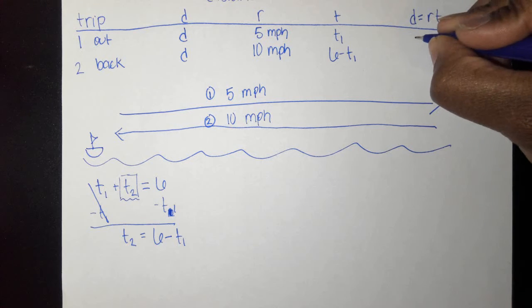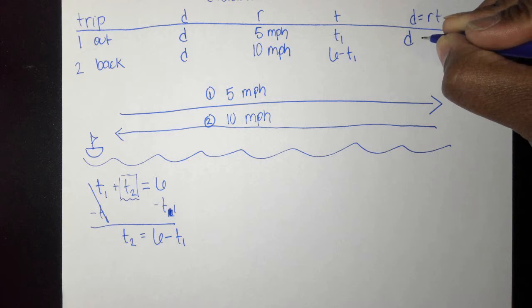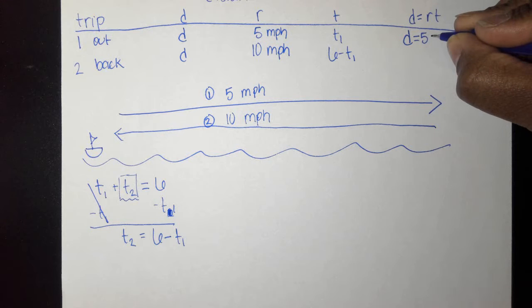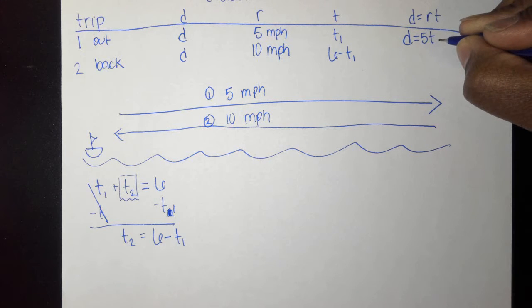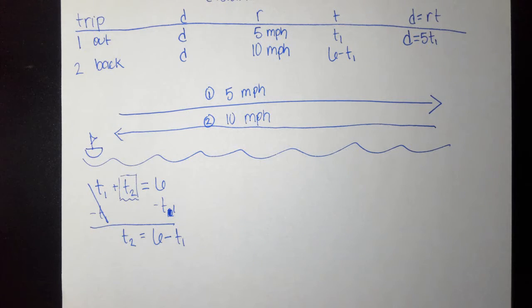And I know that the equation distance equals rate times time. I don't know my distance. I do know my rate, 5, for this first part of the trip, times the time. I don't know what the time was, so I'm going to say that's time 1. Distance equals rate times time 1.